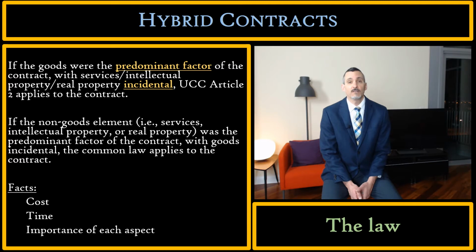You will look at the cost of each of the elements. You'll look at the cost of the common law element if it's available, and the cost of the goods element if the cost is available to you in the fact pattern. You'll look at the time involved in the common law element, generally if it involves services. How long does it take for the person providing the services to provide these services? You'll look at the skill that's involved in providing the services. These are all things you need to consider in determining whether the goods were the predominant factor of the contract or whether the services or the other common law elements were predominant.